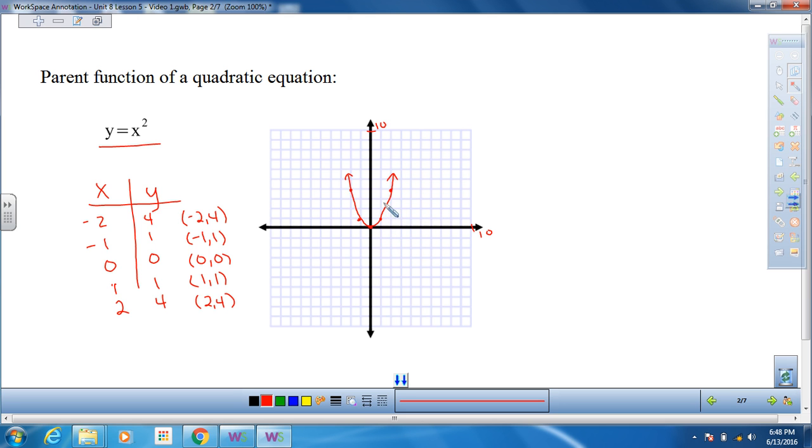So your quadratic equations will be a U-shape. They have this starting point here that we call the vertex. And in this case, our vertex is at 0, 0. They're also symmetric. So we have what's called the line of symmetry that goes through the vertex. And so all the points on the right can be matched with points on the left of this line. We'll use that to help us graph.